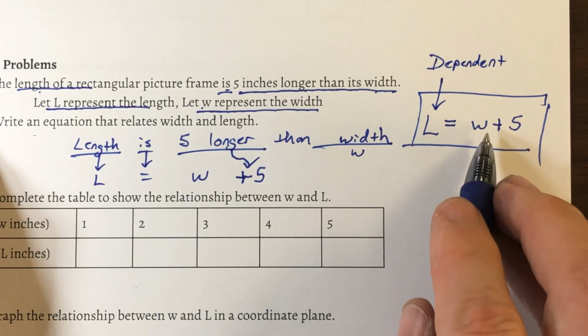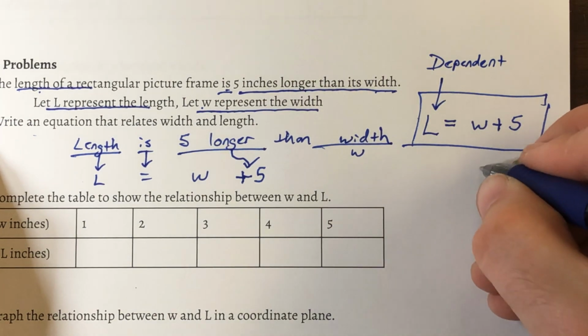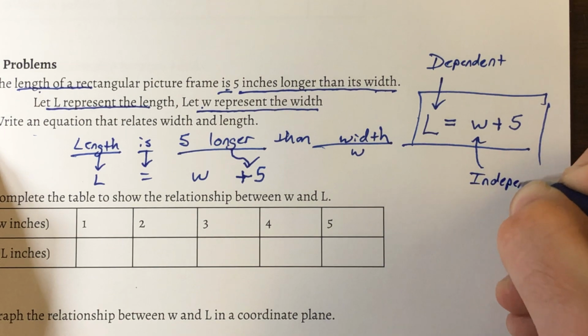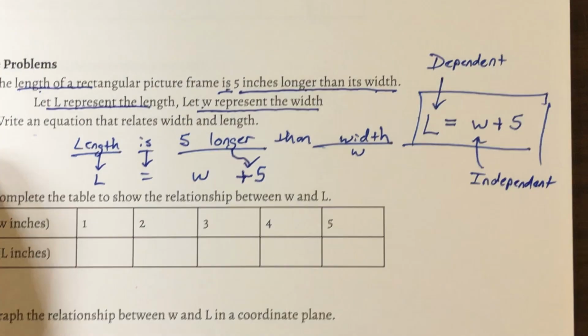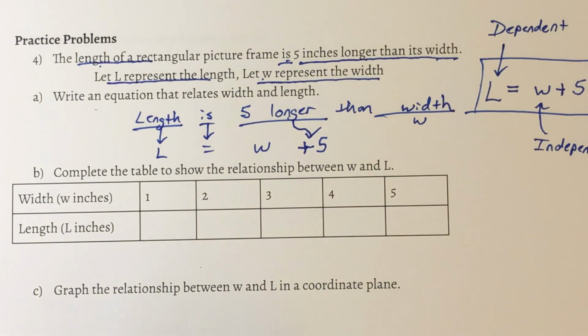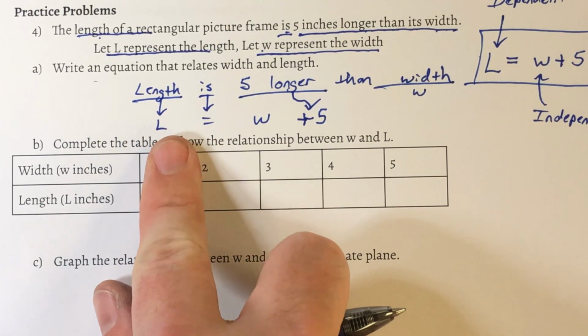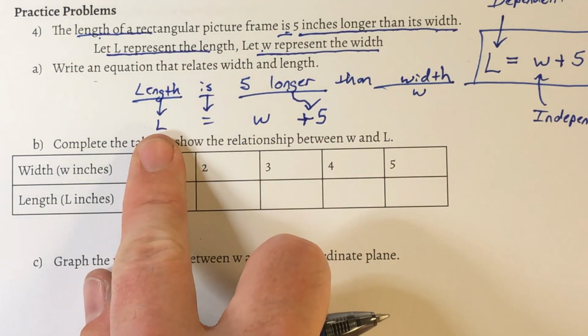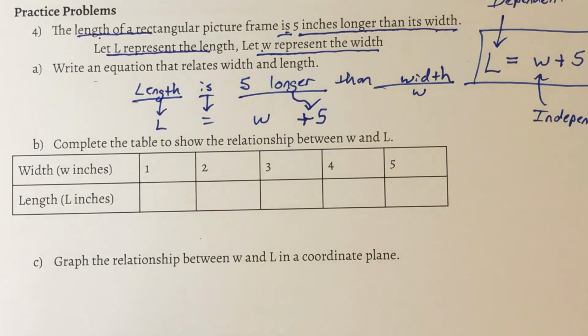It depends on whatever the width is, which will be W. So that's our independent variable. Okay, now I mentioned there is a shortcut if you have a chart. So how would I know, besides using this sentence as my start, that the length is what I start with? L equals, in other words.